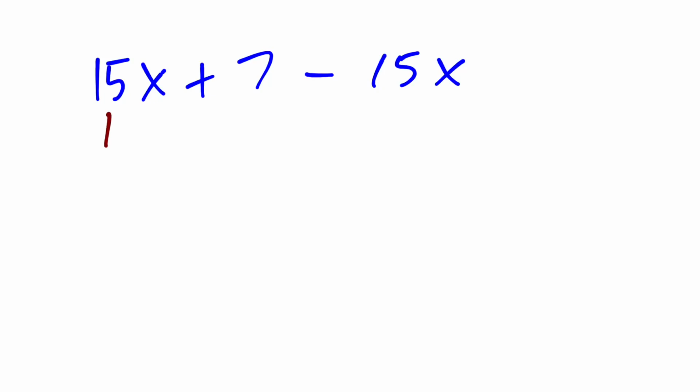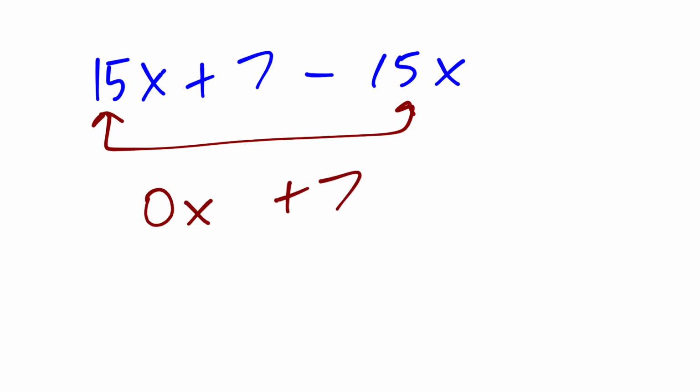What about a situation like this? When we combine our x terms, 15x minus 15x, we get 0. So you could write it as 0x plus 7. You can't write it as x plus 7. That would be incorrect. When you have 0 as your coefficient, the entire thing disappears, and your answer now is just 7. The x's have completely canceled out.